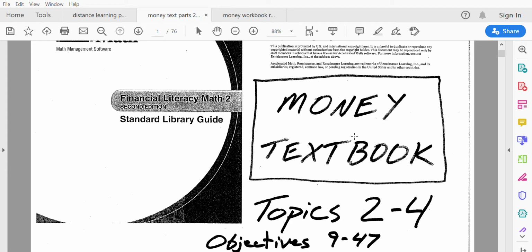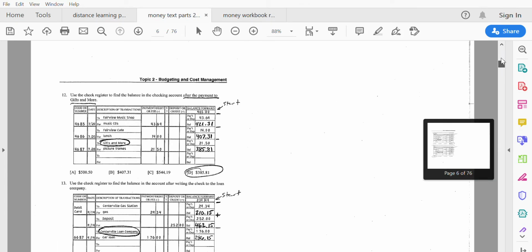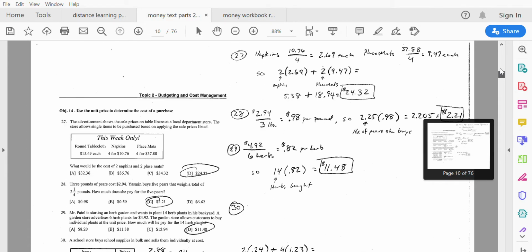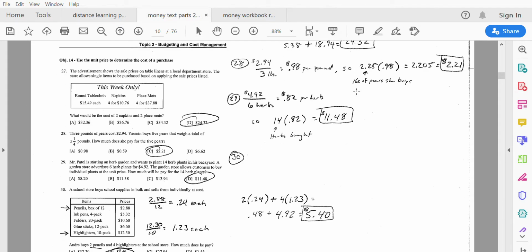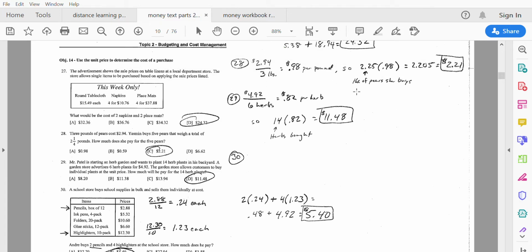Alright, so this is a video for the lesson for Objective 14. So we're in your book, in the money textbook like this. You're going to go through the pages. Again, some of these early ones are extra credit. Okay, so it looks like we're on page 25. It says Objective 14.